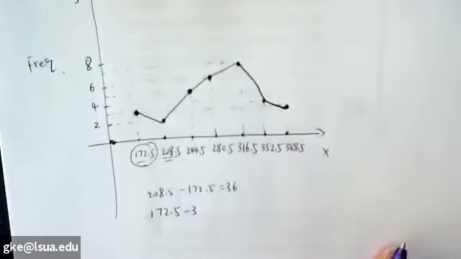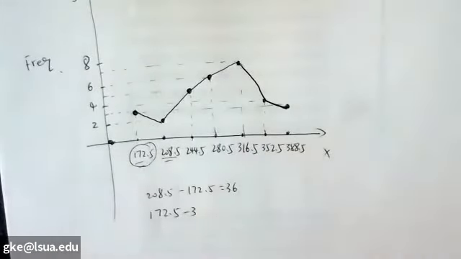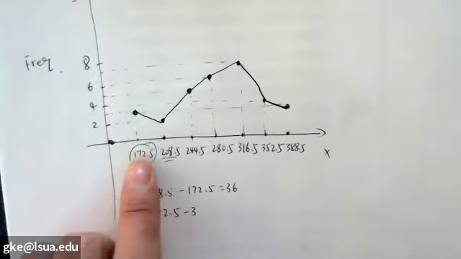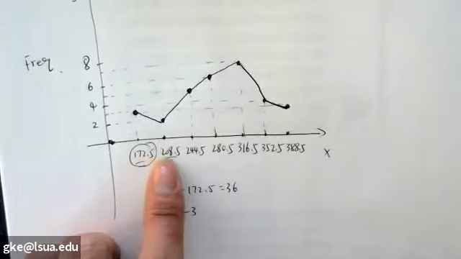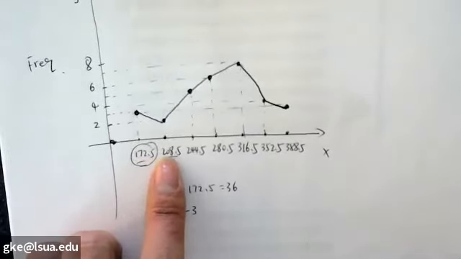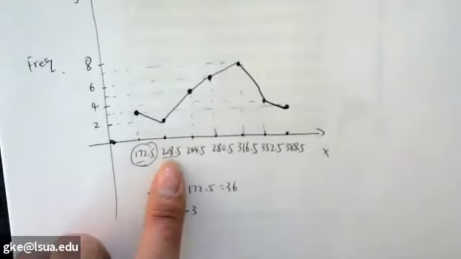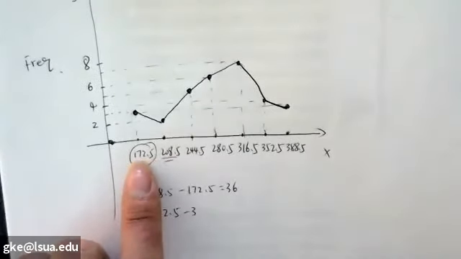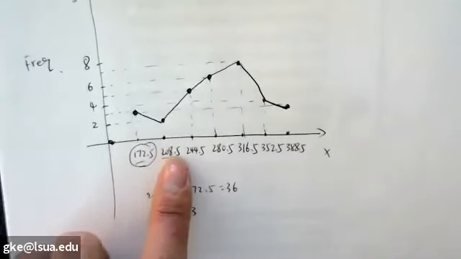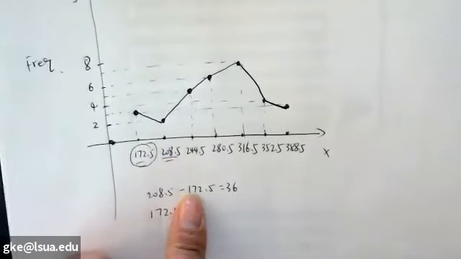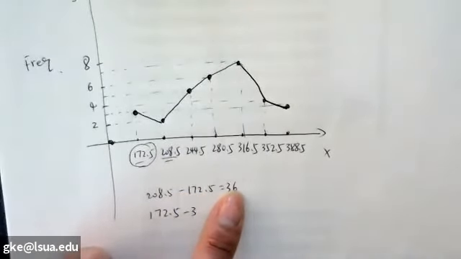Oh, sorry. I'm going to say that again because you guys didn't see it. So we know the gap between 172.5 and 208.5 is what? It is 36. We let this number subtract this number. So 208.5 subtract 172.5, that is 36. Okay.